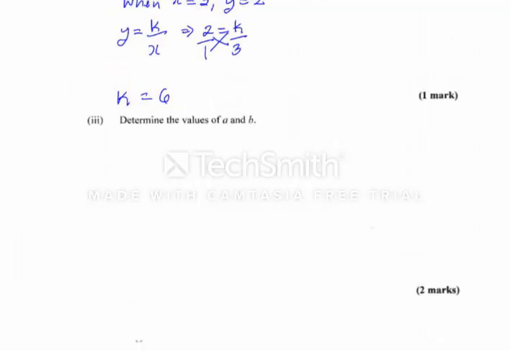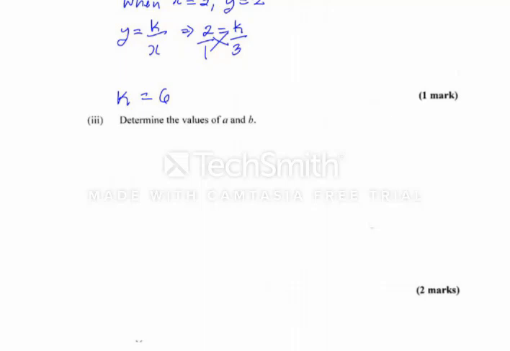All right, let's have a look at the last part of the question. In the last part of the question, we're asked to determine the values of A and B. This is a variation question, and most variation questions of this form have a four-step flow. The first step is to convert the variation statement into the variation equation, which we have done. Step two, you have to calculate the value of K, given a pair of corresponding values of x and y, which we have done. K is equal to 6.